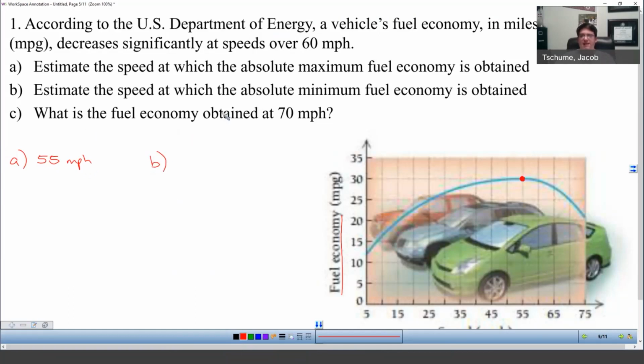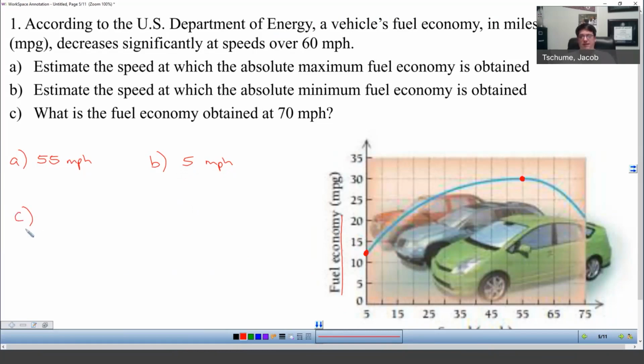So if you're going 55 miles per hour, you will maximize your fuel economy based on this data. Part B, estimate the speed at which the absolute minimum fuel economy is obtained. So you're looking at your graph and you're trying to find the lowest point. Well, as we've talked about, your lowest point can occur at an endpoint, and it does here. It occurs at that very first dot. That is when you're traveling 5 miles per hour. So if you drive 5 miles per hour, you're actually going to get the worst fuel economy out there.